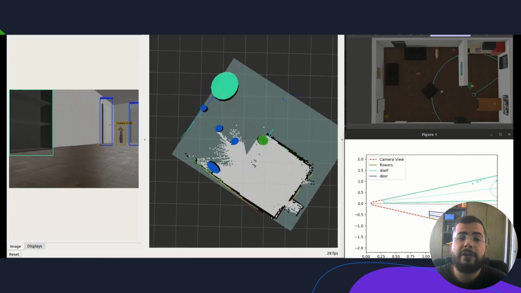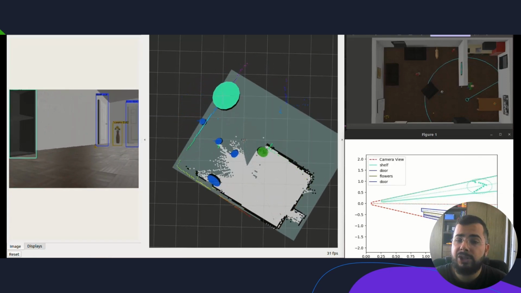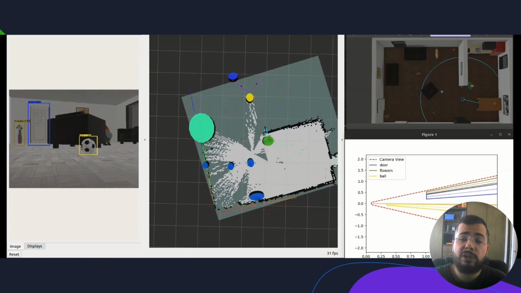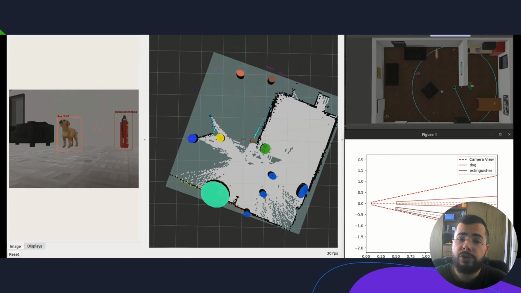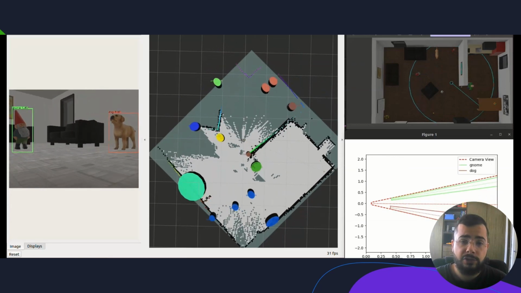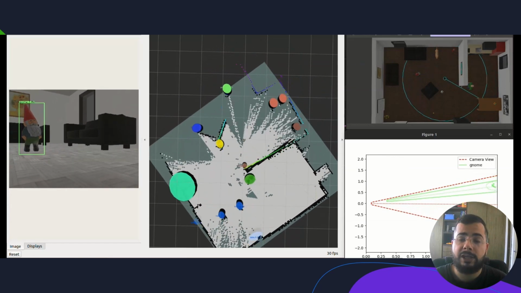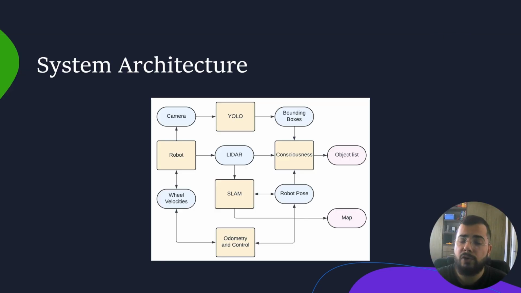The purpose of OCSLAM is to allow the robot to understand not only where it is and where it's going within an environment, but also to have semantic information about the entities in this world. This will allow the robot to more properly interact with its environment. This project proposes a solution that allows the robot to have a consciousness of where their objects are and what classification they have. Here we have an overview of the architecture of the system.